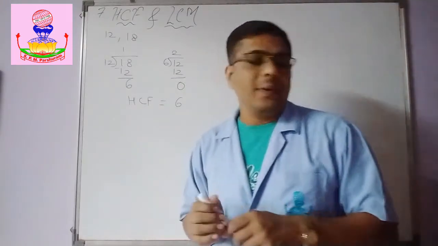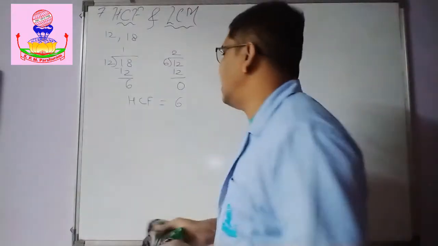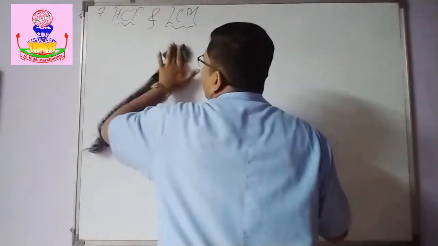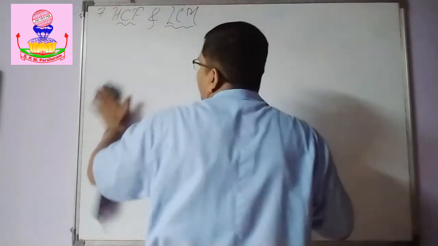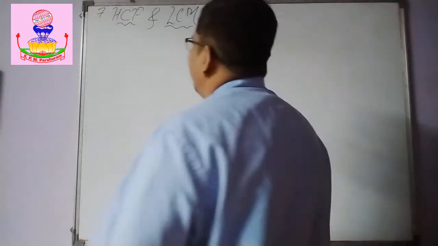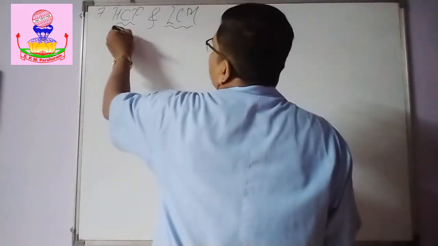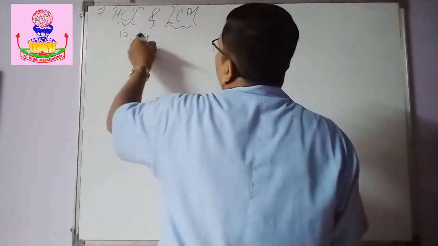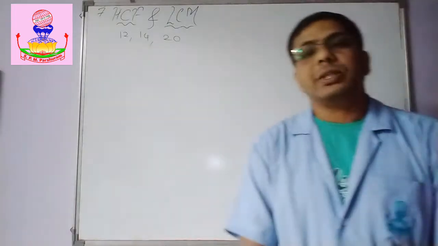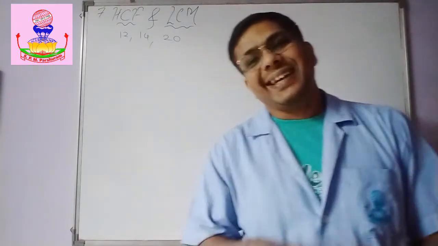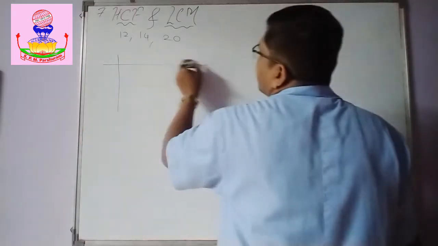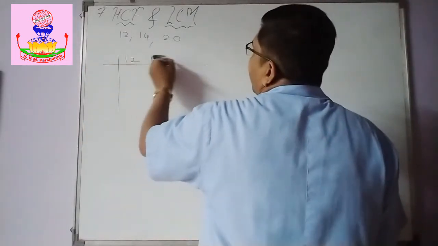Do you understand? Okay. Now, there is one common method for LCM that can be utilized for HCF also. I'll just tell you. Suppose I have these 3 numbers. Separately finding the factors and then doing it is terrible. So suppose I have 12, 14 and 20. These are the 3 numbers whose LCM as well as HCF I have to find. See here, this is the common method.